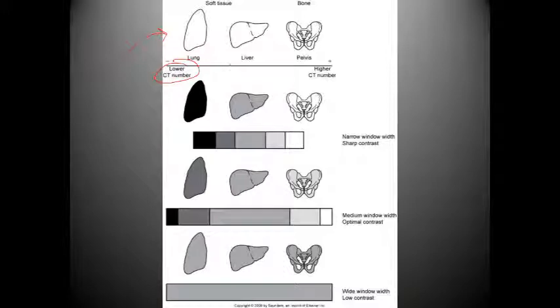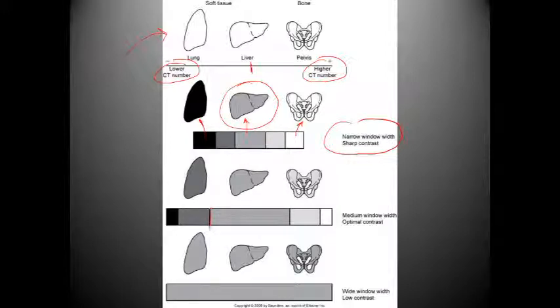As we see, the lungs tend to gravitate towards lower CT numbers, liver is in the middle, and the pelvis is usually higher CT numbers. So lung is going to look black, liver is going to look gray, and the pelvis is going to look white. So a narrow window width will equal sharp contrast, and so you only have about one shade of gray for the liver, and one shade for the lung.